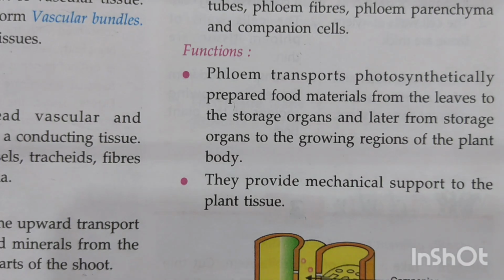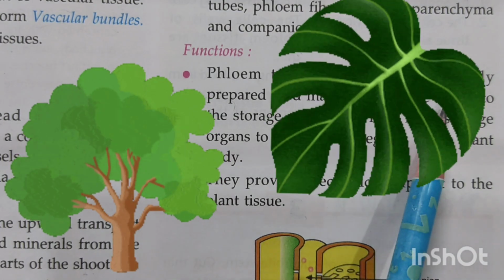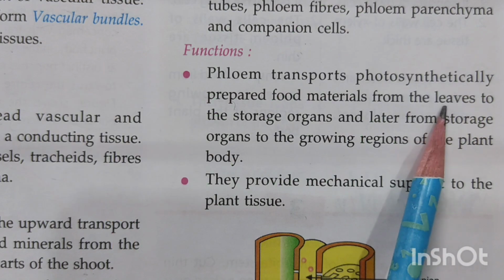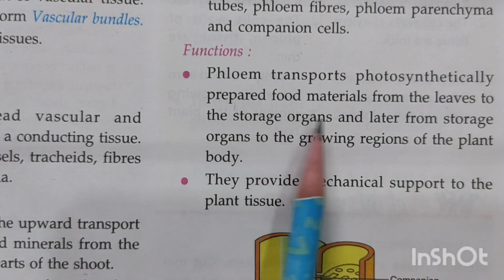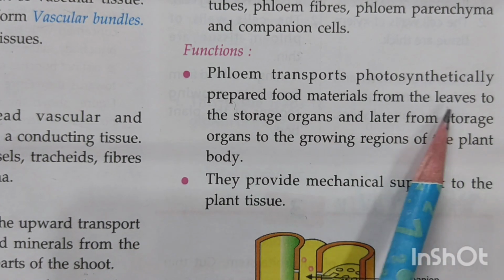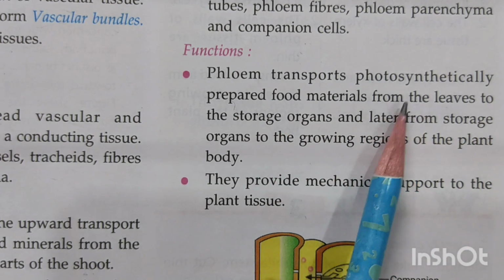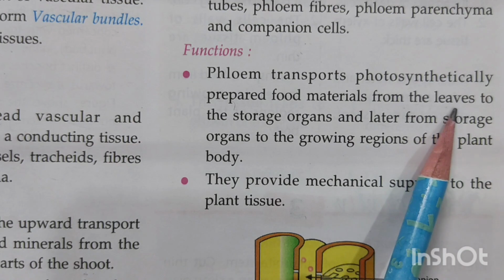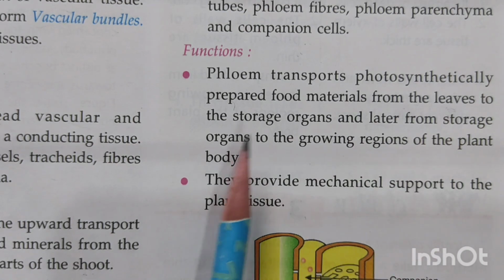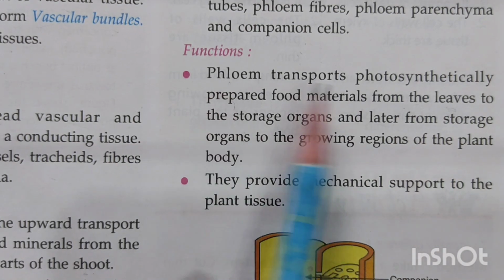And this food is being prepared in the leaves. Now, the food that is prepared in the leaves has to be transported to all the parts of the plant, because every part of the plant needs energy. So, who will carry the food which is there in the leaves to all the parts of the plant? It is done by the phloem.